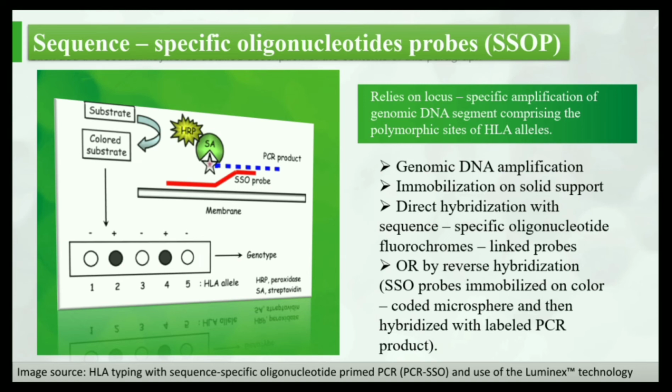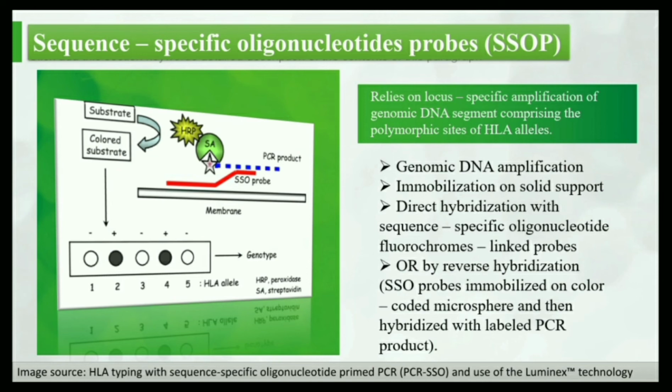The fluorochromes are linked with the probes to allow their detection by chemiluminescence. Alternatively, SSO probes can be immobilized on the solid support, for example color-coded microspheres, and hybridized with labeled PCR products, which is the reverse hybridization. The higher the number of probes, the better the resolution level, and usually 50 to 100 probes per locus are used for intermediate to high resolution typing. However, only the probe completely matched with the target sequence amplified will hybridize and give a positive signal.